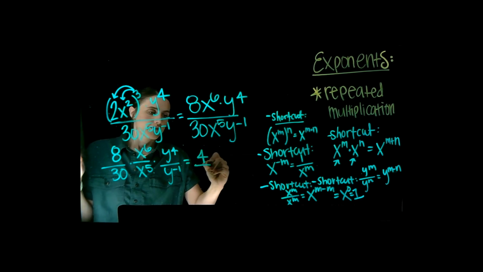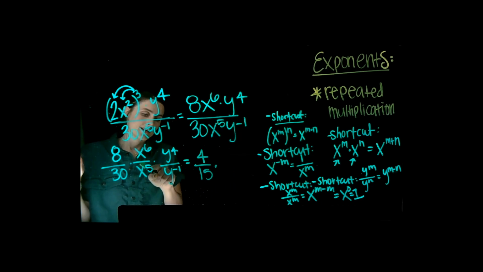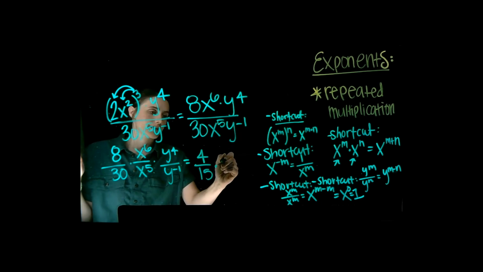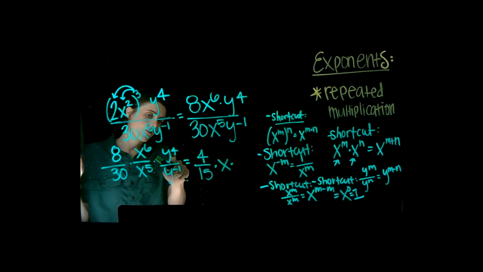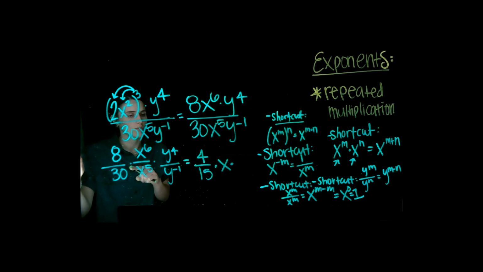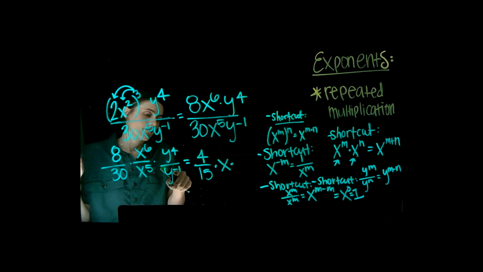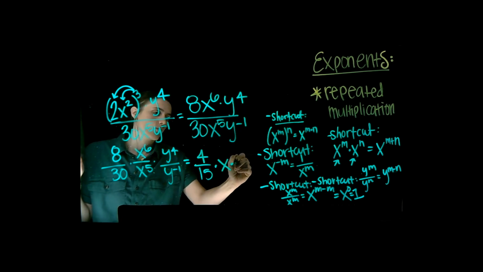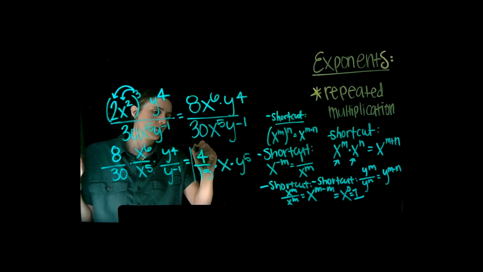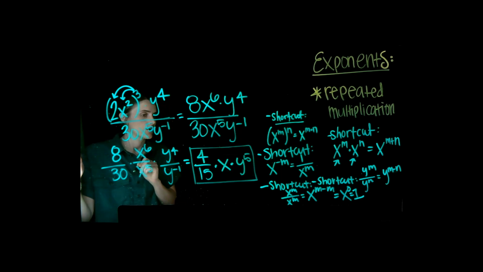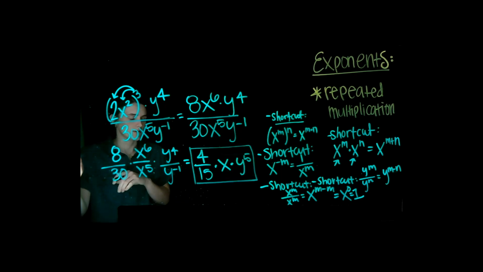So 4 over 15 times 6 minus 5 is 1. So x to the 1 or just x times 4 minus negative 1. Remember, when we subtract a negative, it becomes positive. So we have 4 minus a negative 1 would be 4 plus 1. So y to the 5th. This is how we could write that simplified with no negative exponents and no exponent on the bottom.